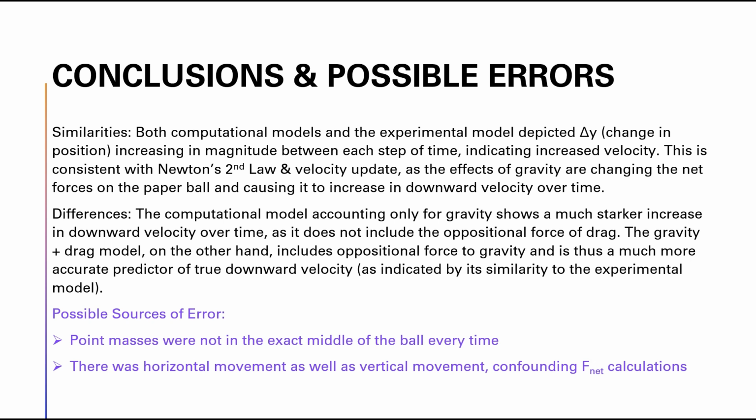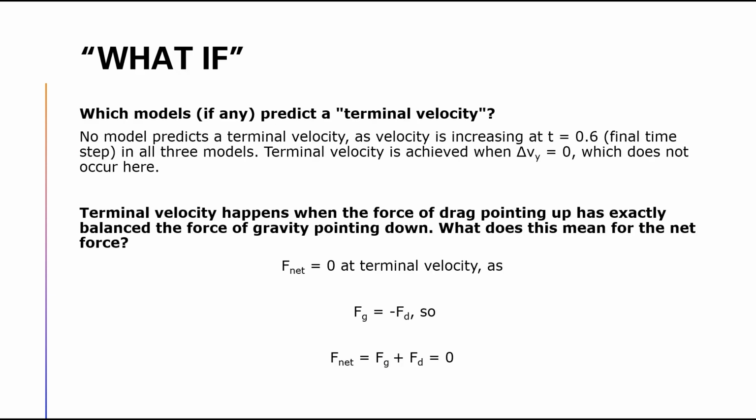Now, some possible sources of error are that point masses were not in the exact middle of the ball every time. I'm not perfect. I could have made some tracking errors. And then there also could have been horizontal movement in addition to vertical movement, which would confound F net calculations a little bit. Our what-if question for this lab is which models, if any, predict a terminal velocity.